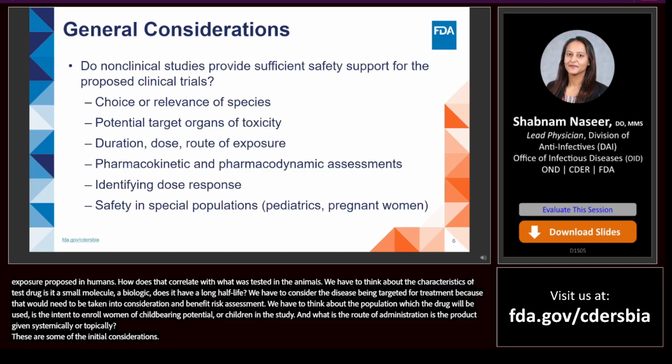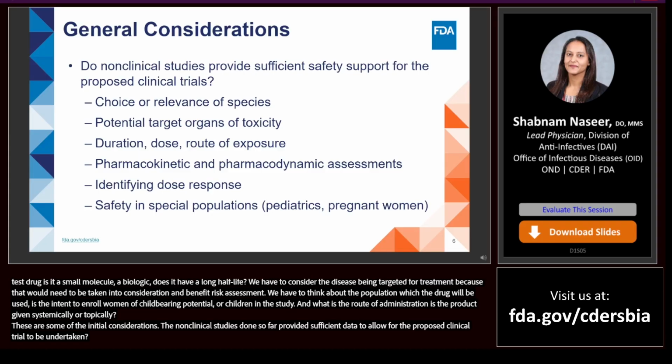Do the non-clinical studies that have been done so far provide sufficient data to allow for the proposed clinical trial to be undertaken? So, what species were they studied in? Are the species appropriate and are they relevant to the particular drug? What are the potential target organs of toxicity? What was the duration studied in animals, and what was the dose and the route of exposure? Was it appropriate and similar to what is being proposed in the human study?